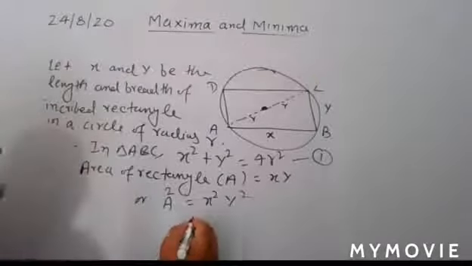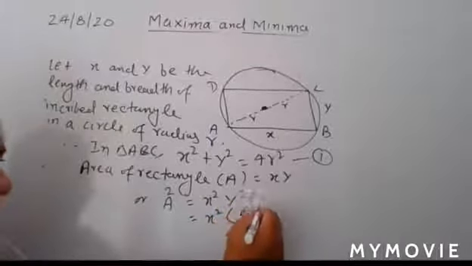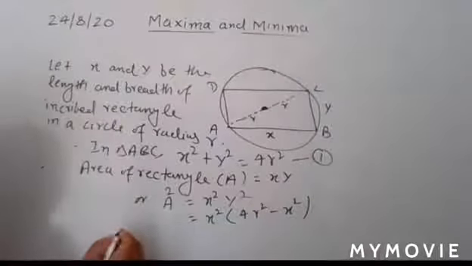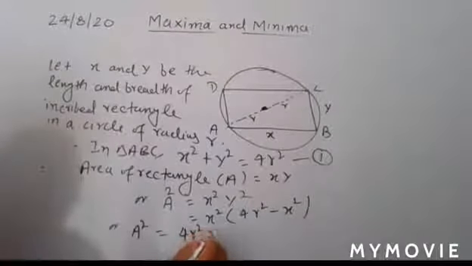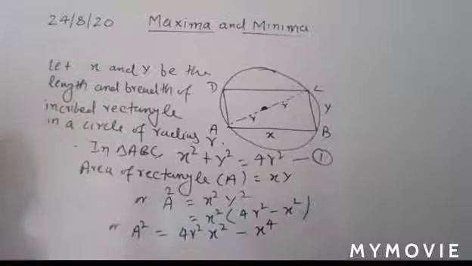Understand? So putting here x square, and now putting the value of y square, that is 4r square minus x square. So A square is equal to 4r square x square minus x to the power 4. That gives the value of A square, and that A square is taken just like a function. Now in this step, you have to differentiate it with respect to x.